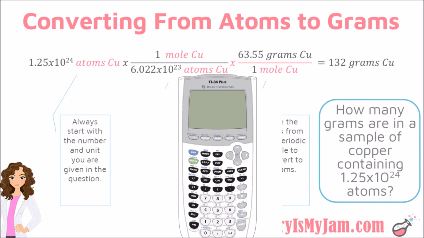You always want to take a step back, make sure that your units cancel properly to give you your desired unit, and then always be careful when you have exponents in the denominator. You want to make sure that you either use parentheses in your calculator or use this EE function that I showed you.